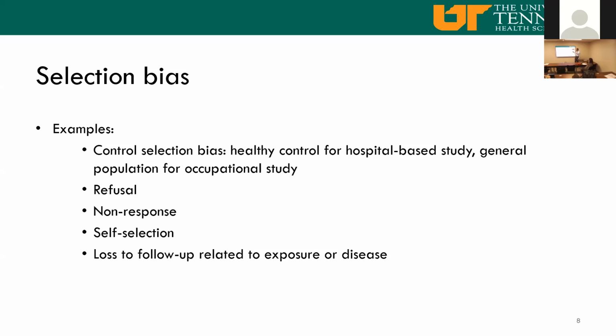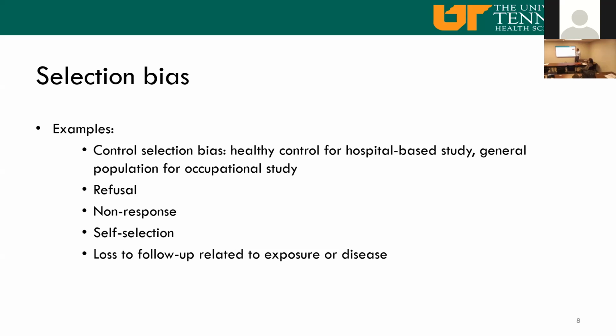Again, take the general population as controls for an occupational study. People who work in the construction or road industry tend to be very healthy and very strong. If you take the general population as the control for that group, you are comparing different things, like comparing apples to bananas. So you want to avoid that kind of bias while selecting the control.